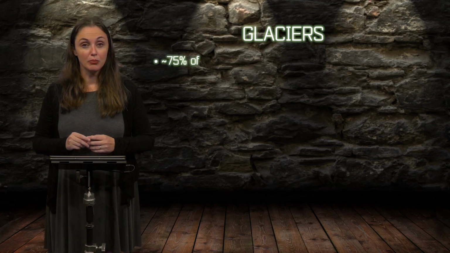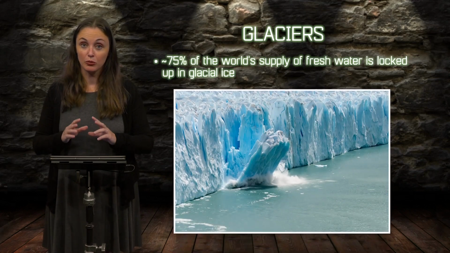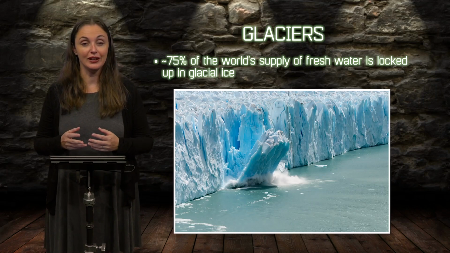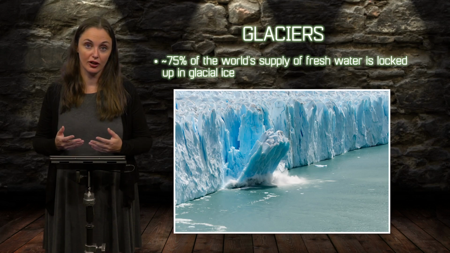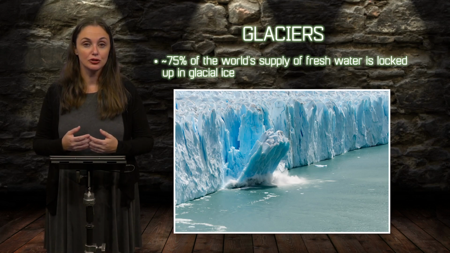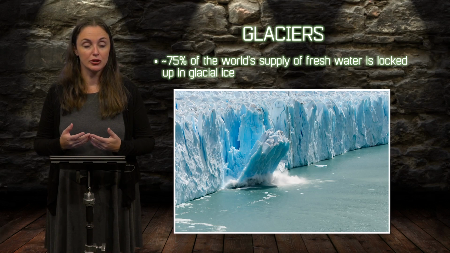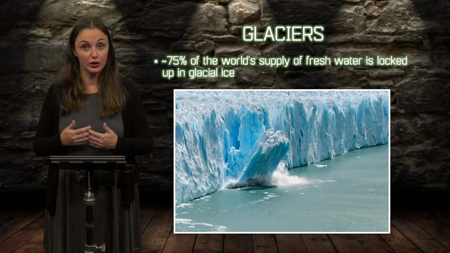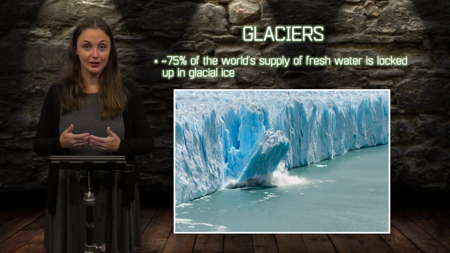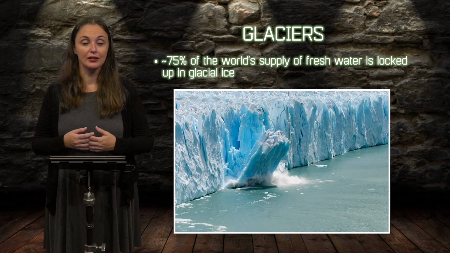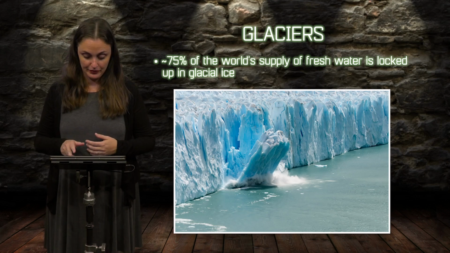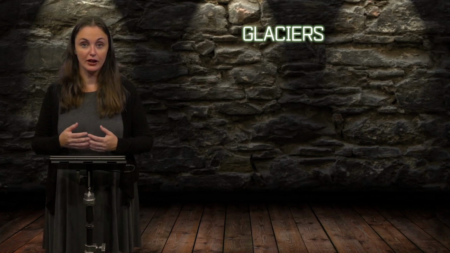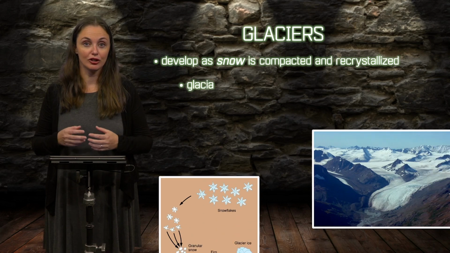So as it turns out, most of the world's fresh water, not water in general, not including salt water, but fresh water, is locked up in the form of ice, even today, even after 50 years of climate change. In the future, it might be a little bit of a different proportion, but still the majority of the fresh water on Earth will be locked up in the form of ice, in the polar ice caps and in alpine glaciers. So the glacier itself is going to develop as snow is compacted and recrystallized.